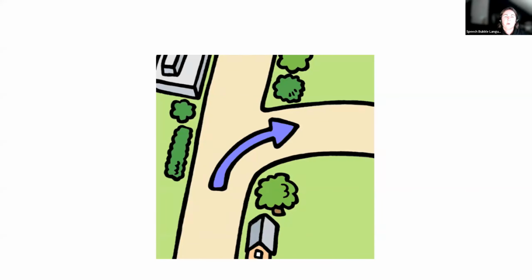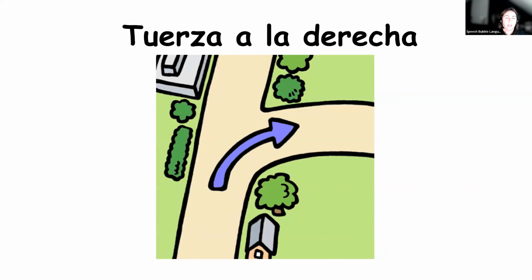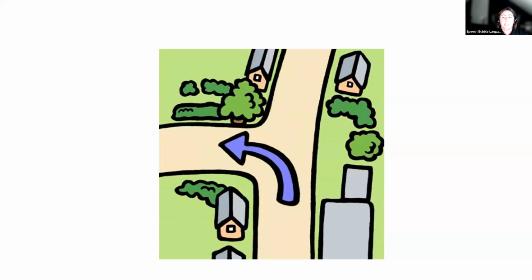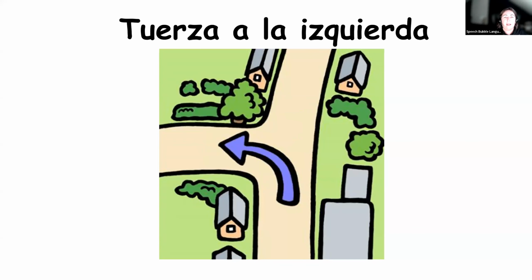Now, this one, we want to take a turn. We're turning off to the right-hand side. So we're going to go tuerza a la derecha. Tuerza a la derecha. And the same if we were going to do the opposite of turning right, we would be going to the left. Tuerza a la izquierda. Don't worry, this is the one direction that most people struggle with the pronunciation of it for the first time, couple of times they say it. It does become easier, I promise. Okay, tuerza a la izquierda.